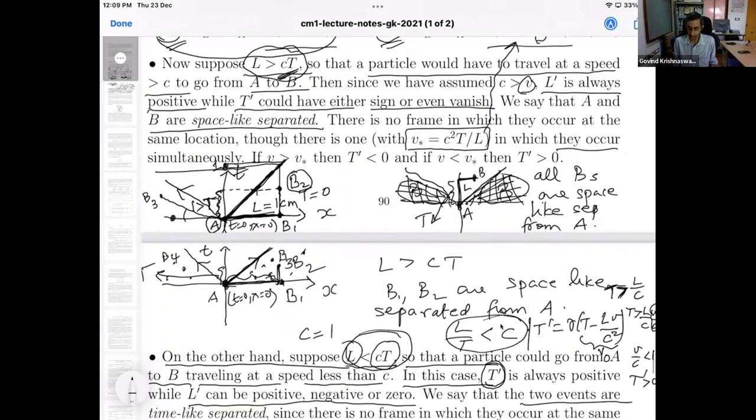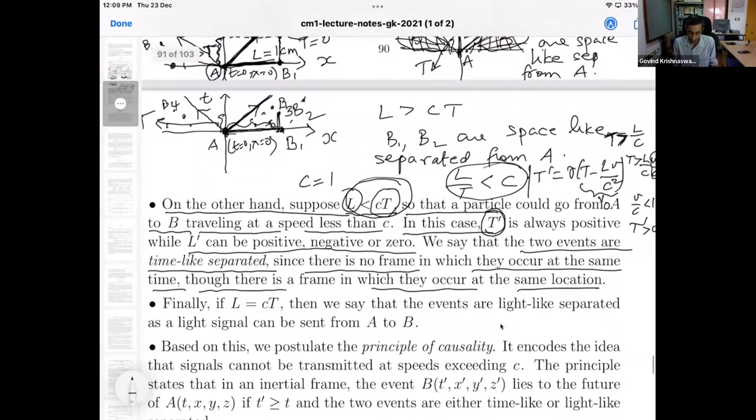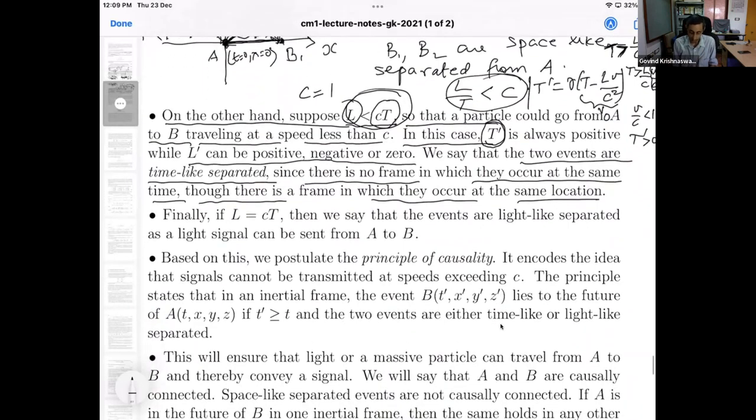Yeah, so there is a frame which moves basically along with that particle that has gone from A to B. And in that frame, the two events will occur at the same location, but at different times. Okay.